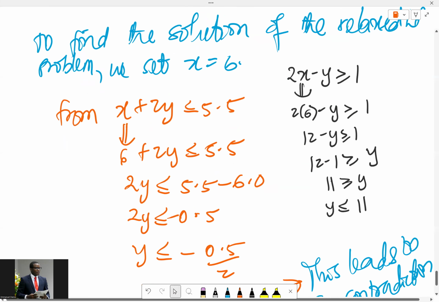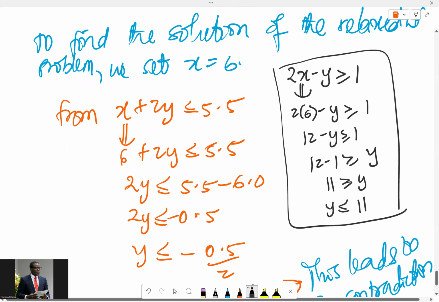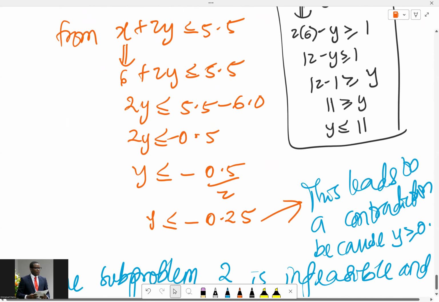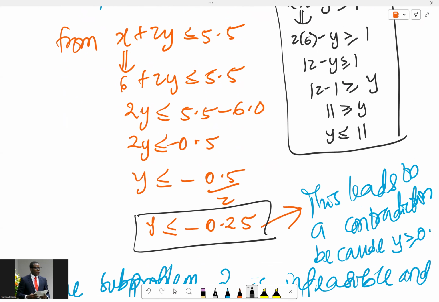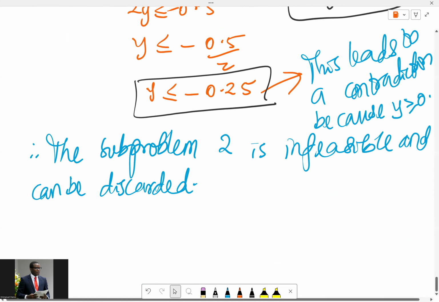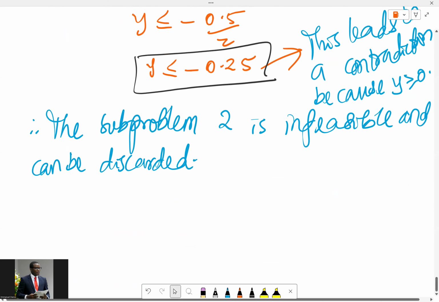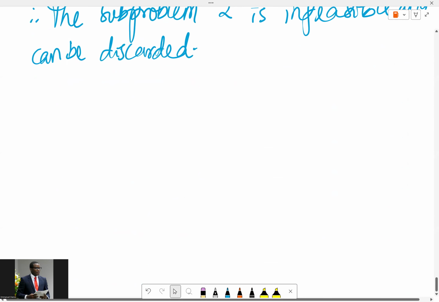But in the case of less than, right, the smaller one takes the cake. So you have y is less than or equal to 11, and then you have y is less than or equal to minus 0.25. Because this is smaller, it will supersede this, just like 0.25 superseded 9. And since this cannot be fulfilled, it breaks down the whole thing. So the sub problem 2 is infeasible and can be discarded. And that takes us to step 3.